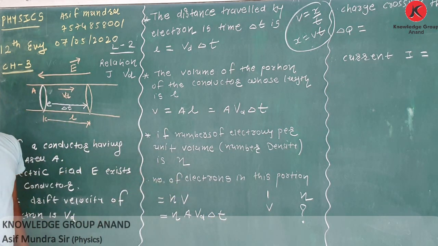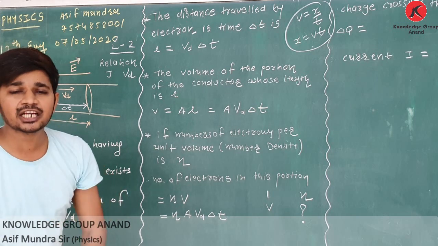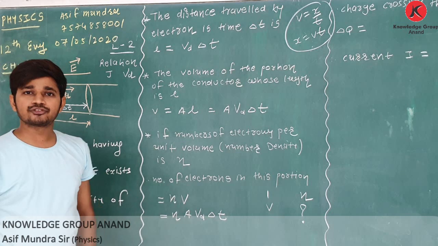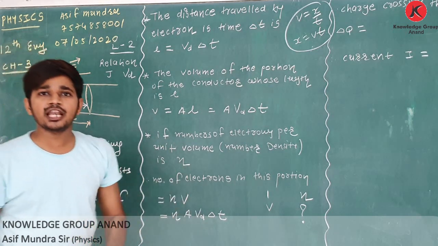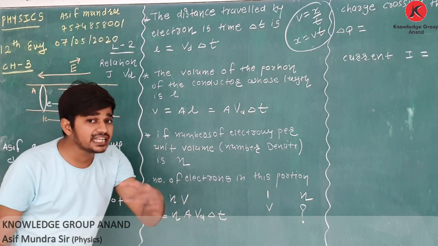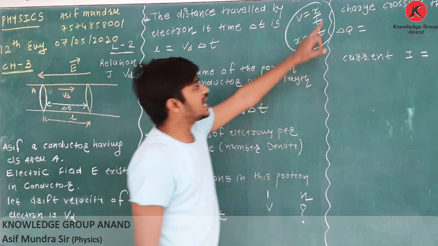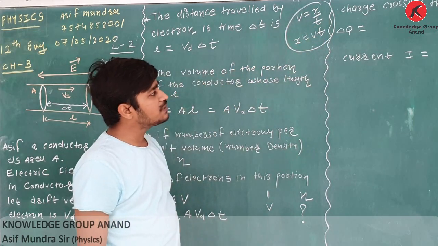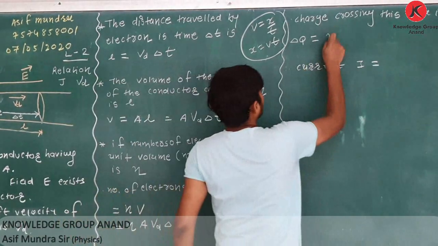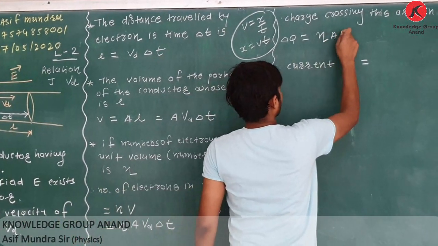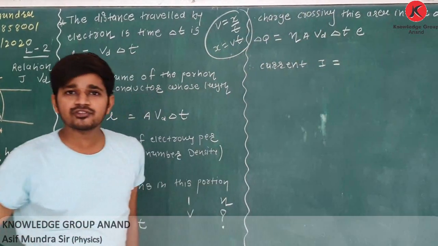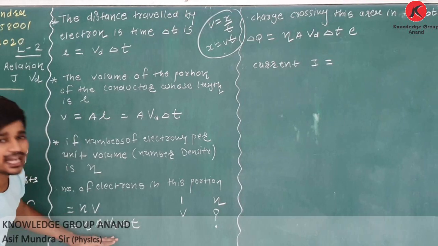Number of electrons. What is the charge of one electron? e. Charge of two electrons? 2e. Charge of three electrons? 3e. Four electrons? 4e. Charge of nAVd delta T electrons? Yes. Charge crossing in a time delta T, delta Q, is equal to nAVd delta T into e. Clear about this? It is the number of electrons.